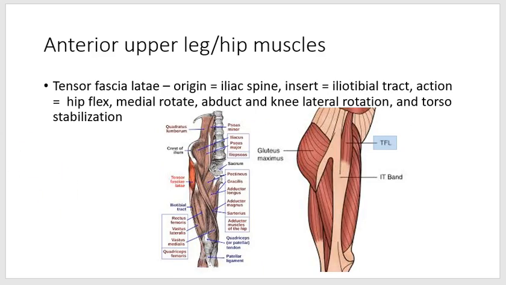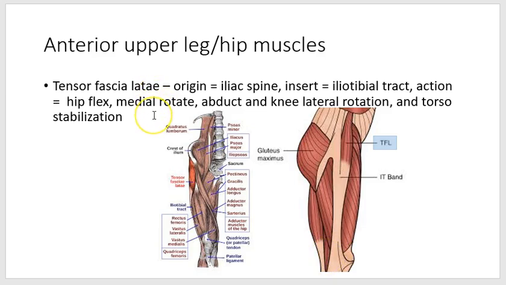And then the last one is your tensor fascia latae, the TFL, as you can see right here. It's just a little triangular muscle up here. You can see it on the iliac spine, but it inserts on this IT band, or this iliotibial band, that runs the length of your leg laterally, and then inserts down below on the tibia, on the fibula in that region. It allows you to flex your hip. It's a powerful hip flexor.